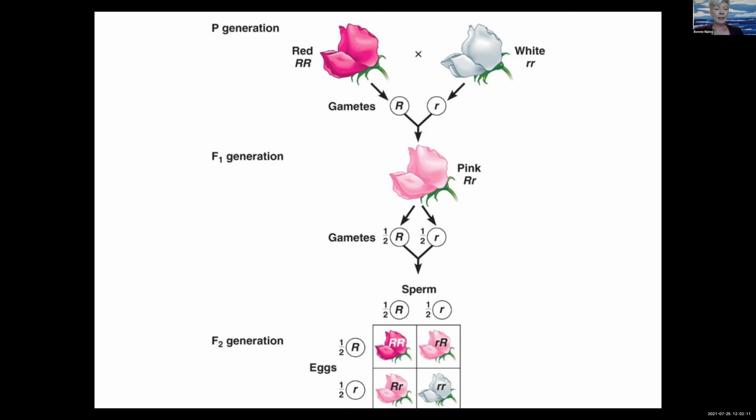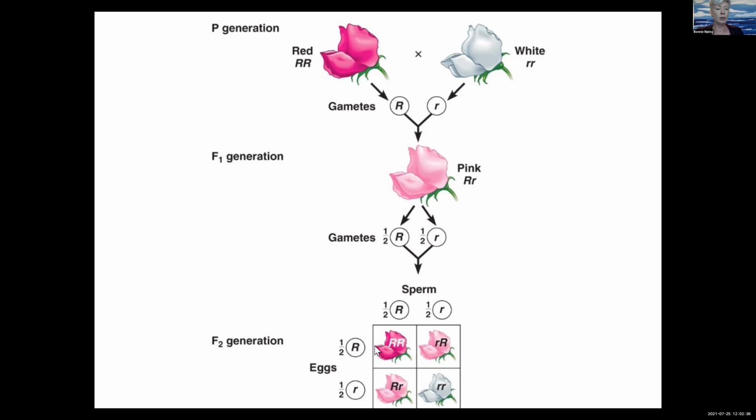And we're going to put the possible sperm that the dad can make across the top of the box. We're going to put the possible eggs that the mom is going to make. Each of them is going to have 1/2 big R's, 1/2 little r's. And then we're going to fill into the boxes the offspring that will be made if this allele from the dad combines with that allele from the mom.